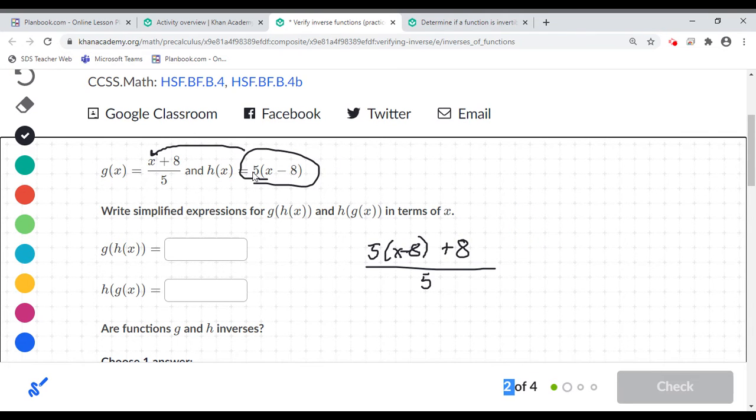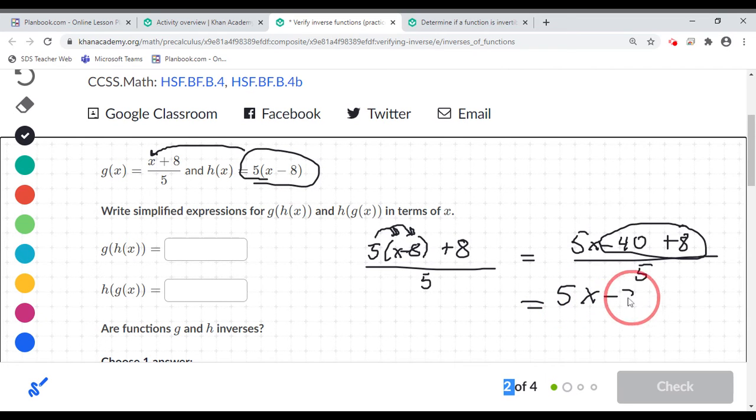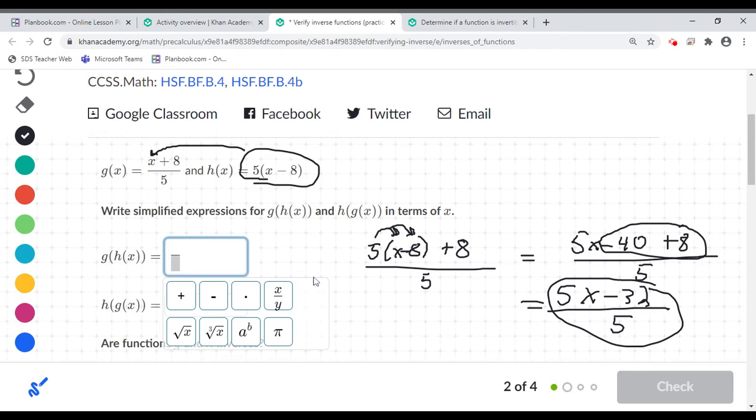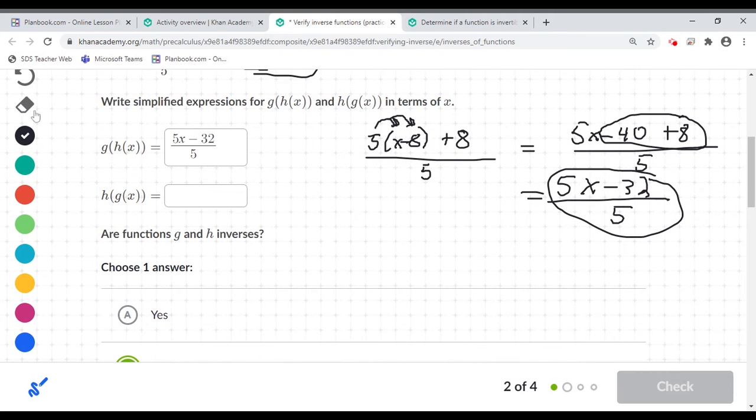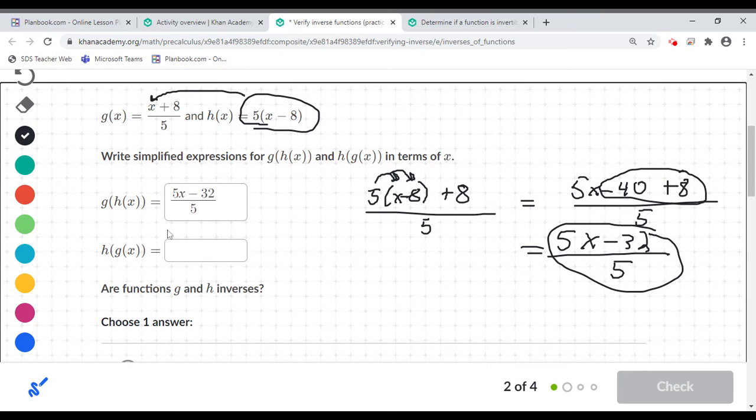Way wrong. Remember, we should do order of operations first. So this becomes 5x minus 40, and then plus 8, and then divided by 5. Well, this is an issue because these two are no longer opposites. So this becomes 5x minus 32 all over 5. That's our answer. Can't be simplified. So that tells me right away that these two things are not inverses. So I can go ahead and say, no, they're not inverses. But I do have to go through the work of trying to figure out this second part.